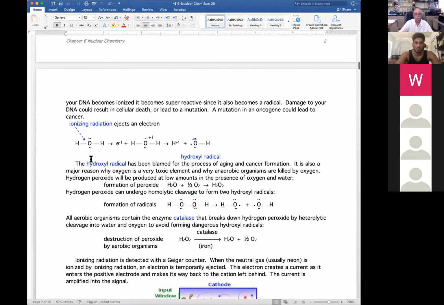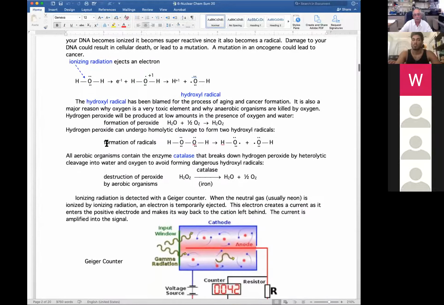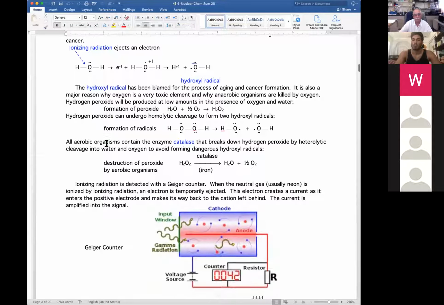Ionizing radiation does exactly what it says. It causes an electron to be ejected. In other words, you're ionizing a molecule. So as an example, I went through the ionization of water. I could have used your DNA right here. And that would have been a problem for your DNA, right? So cosmic radiation, all ionizing radiation can be dangerous.